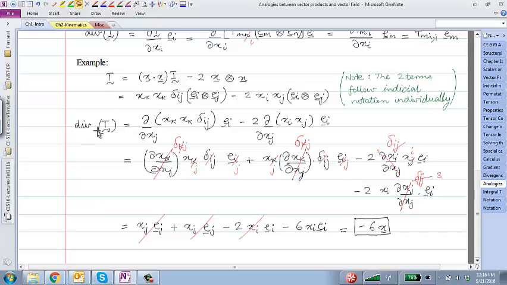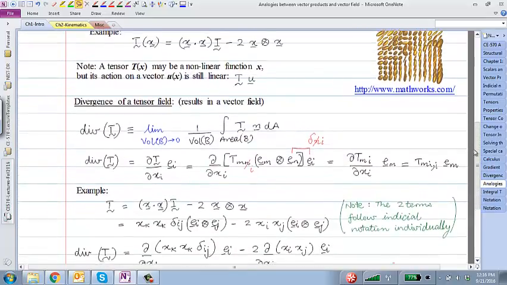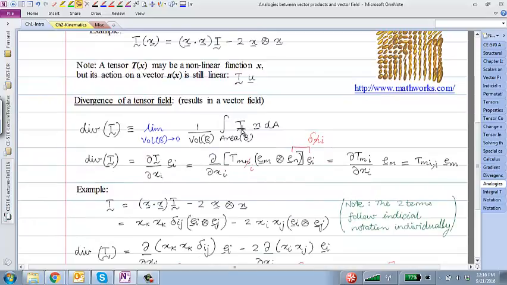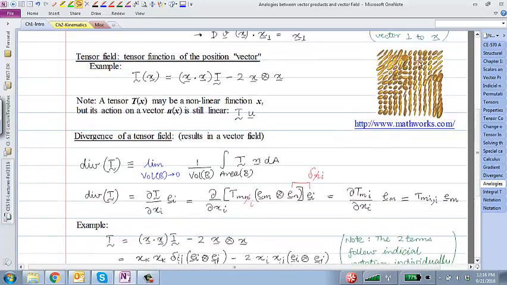Divergence of a tensor field gave me a vector field, right? Which is also expected here because a tensor field acting on the vector n will give me some vector. Integrate that over the area of the body, that will be a vector, divide that by some scalar volume, that will be a vector. So the divergence of a tensor field gives me back a vector field.